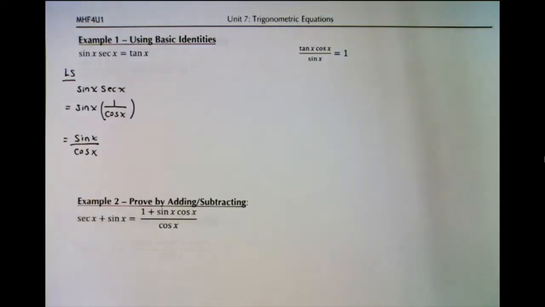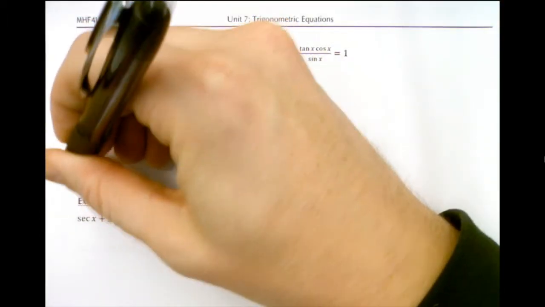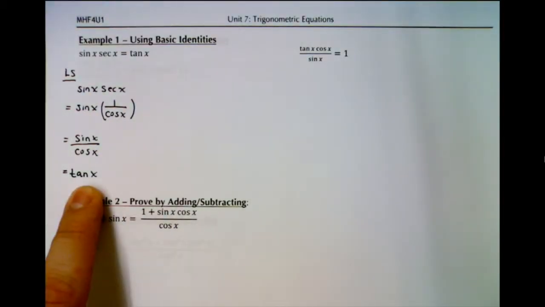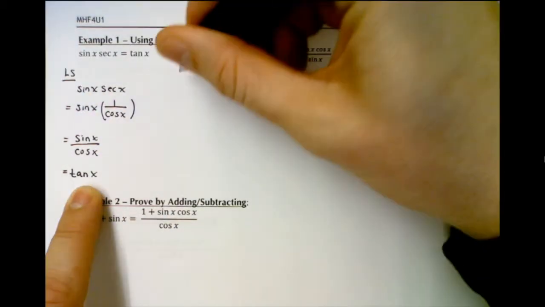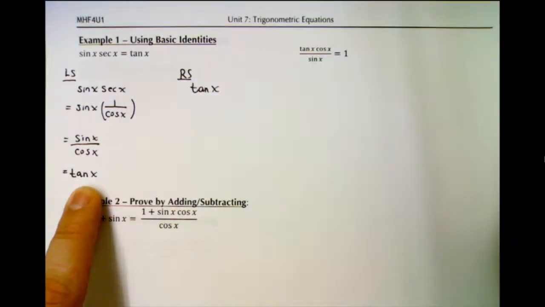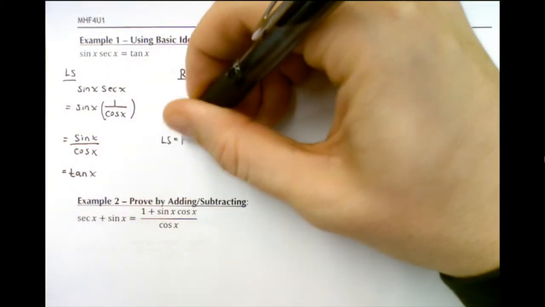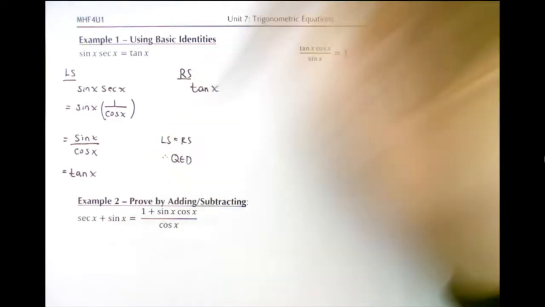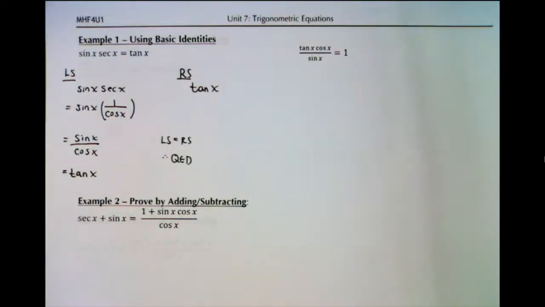So what we actually have is tan x. We now have the left side equivalent to our right side. Once we've shown that the left side equals the right side, we can say that we have demonstrated the proof. QED, as it were. So that's one example.